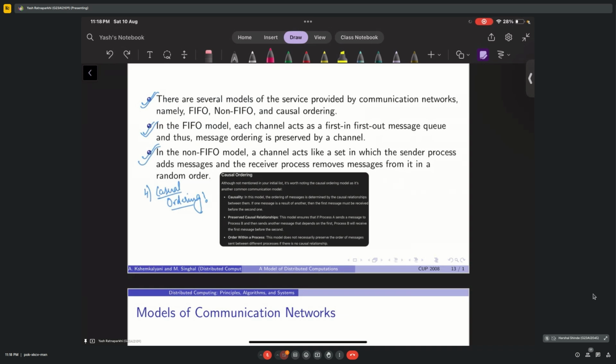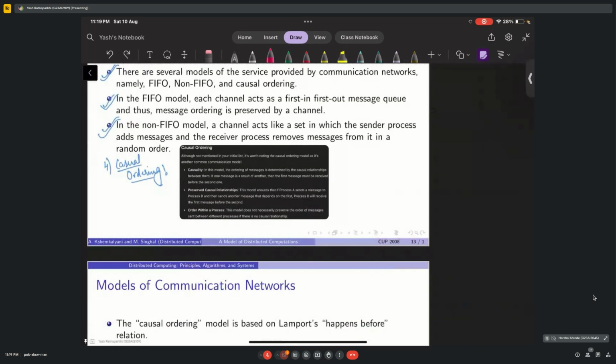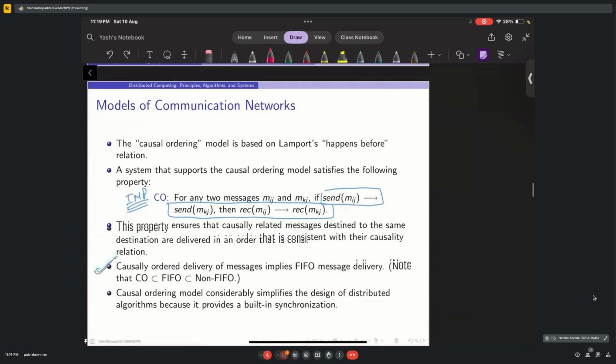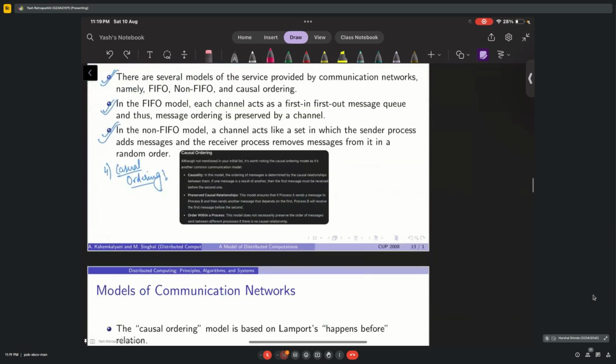Now coming to non-FIFO. Non-FIFO is like batch processing. In the non-FIFO model, a channel acts like a set in which a sender process adds messages one by one, and the receiver gets them in a randomized manner, and then removes the message from the set to mark that the particular message has been received. This is non-FIFO. And third is causal ordering. What this causal ordering is, causality, yes, here it is written. Okay, I'll take a minute.